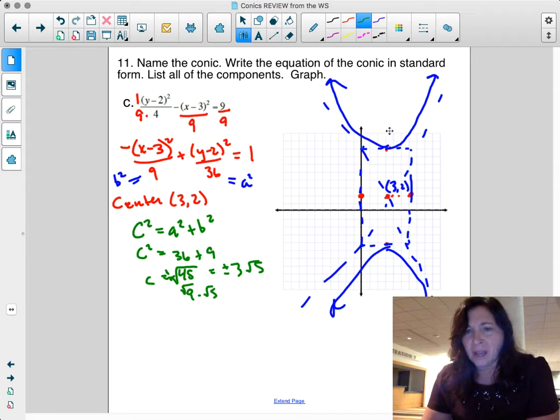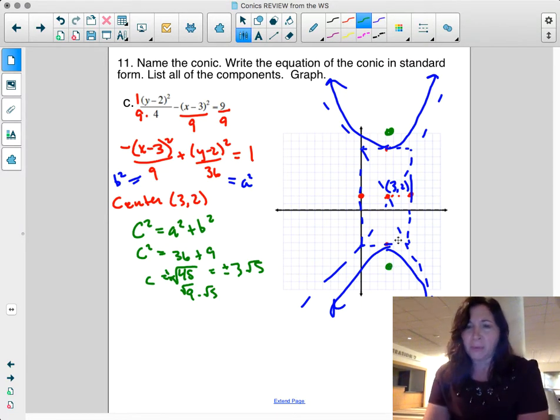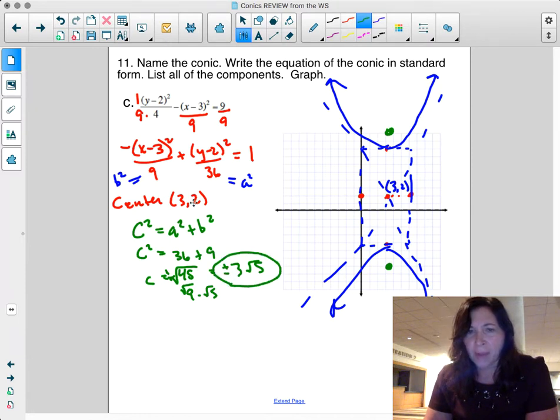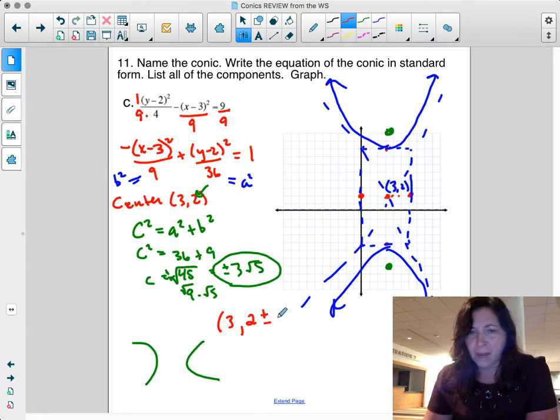Now, because I know that my focal points are up here and down here, cupped within the arcs of my hyperbola, I'm going to add this value to my y coordinate right here. If my hyperbola had opened sideways, I would have added this term to the x coordinate. So the points of my foci are now 3, 2 plus 3 root 5 and 2 minus 3 root 5. Okay, so those are the coordinates of my foci.